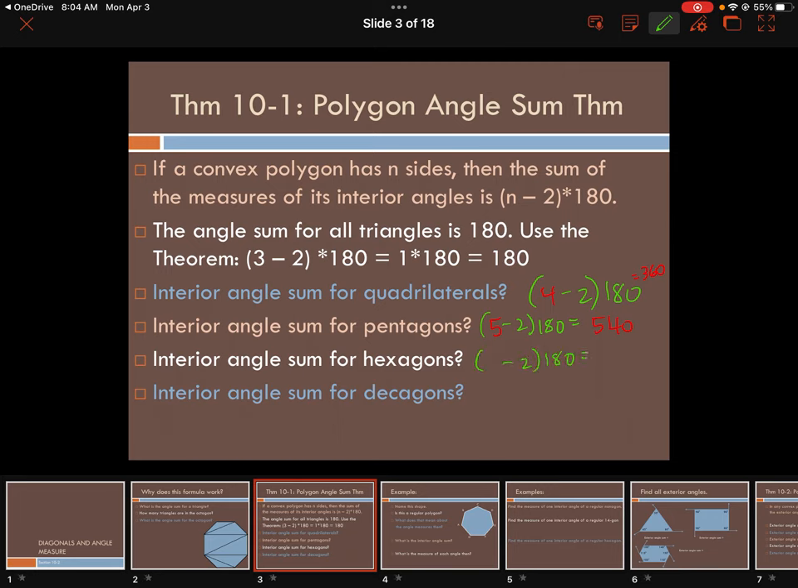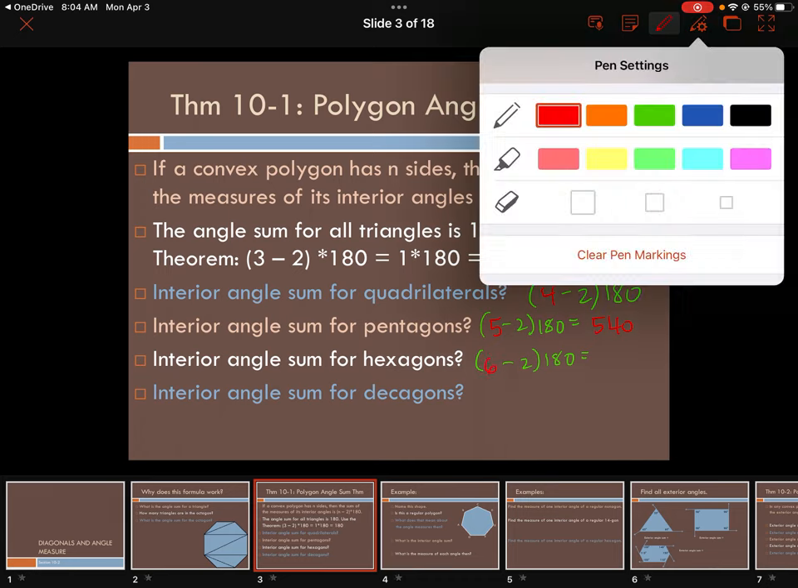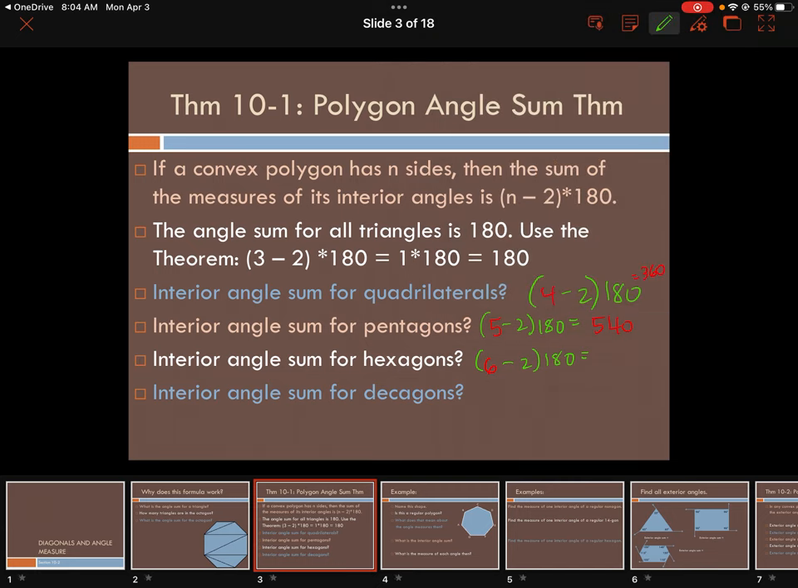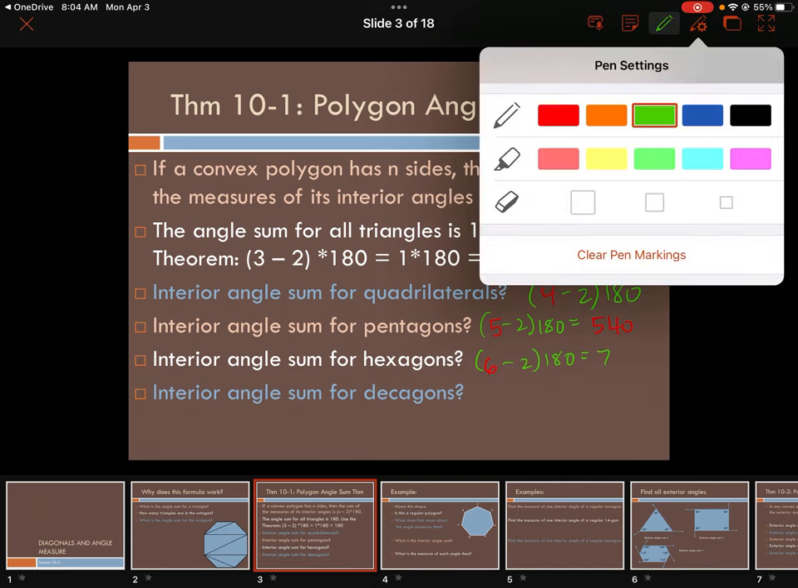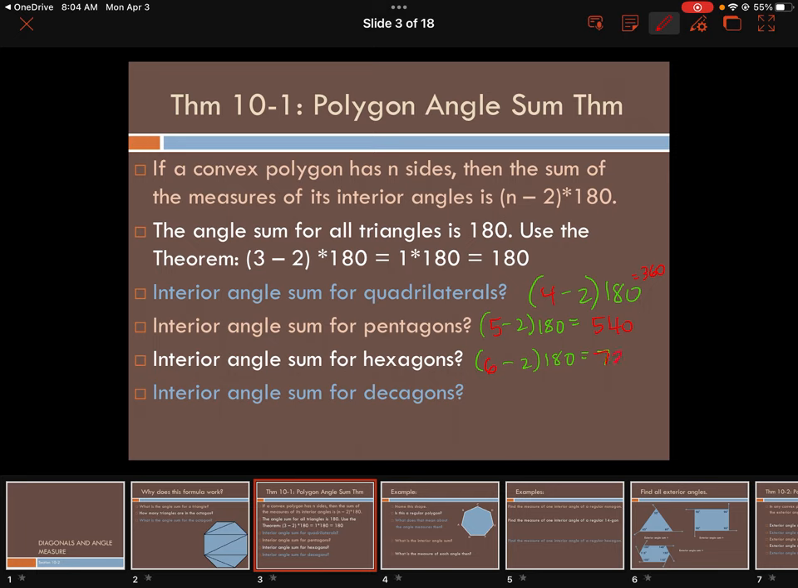We could do the same thing for hexagons. We'll put 6 in for n. So 6 minus 2 is 4. 4 times 180 gives you 720. So every hexagon has 720 degrees.